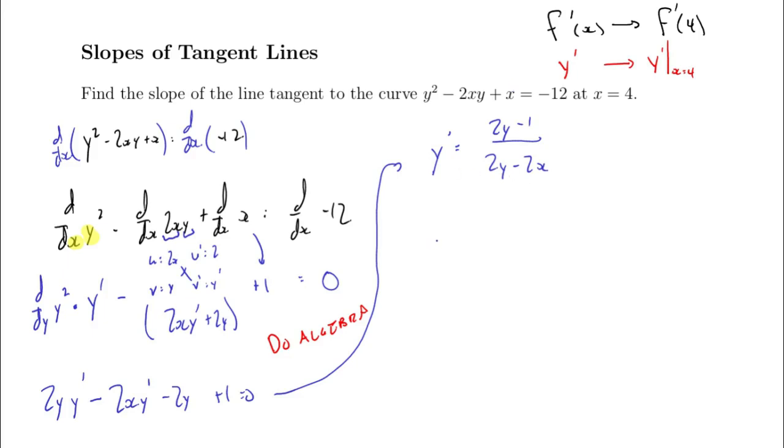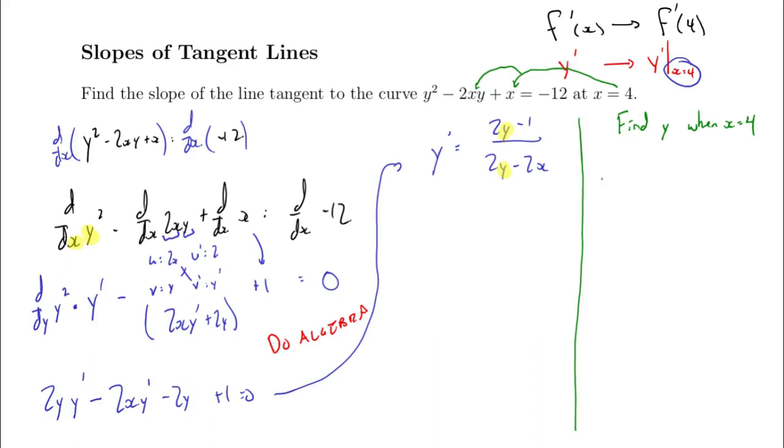So now what we need to do is evaluate this at x equals 4. The problem is we have x's and y's in here. So as a sidebar, what we should do is find y when x equals 4, because we need to know what that is. So we're going to take x equals 4, plug it in here, and get some equation for y, and we'll see if we can solve that.